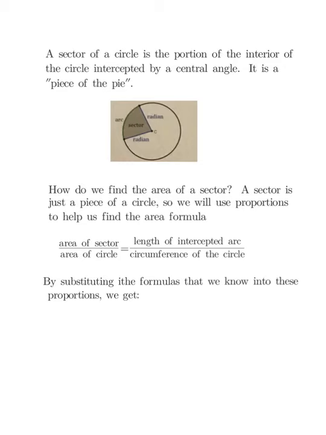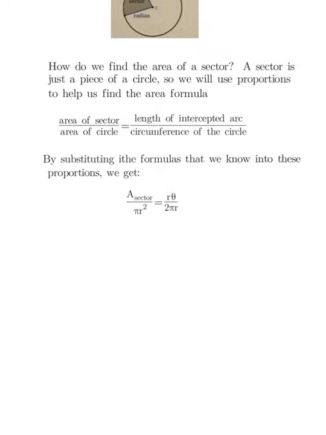So what we are going to do then is substitute the formulas that we know into these proportions. Since area of the sector is what we're trying to find and we don't know the formula for that, we're just going to put area of sector in the numerator of the first fraction. We know that the area of a circle equals pi r squared, so that goes in the denominator. Equals, in the second fraction, we know that the length of an arc is r theta, and for the denominator, we know that the circumference of a circle is 2 pi r.